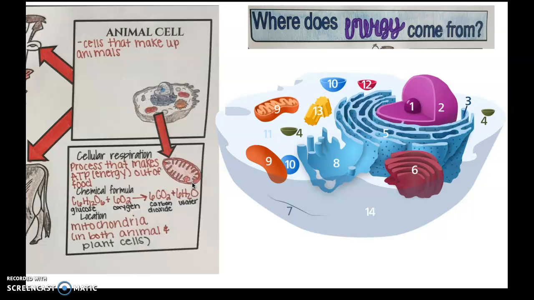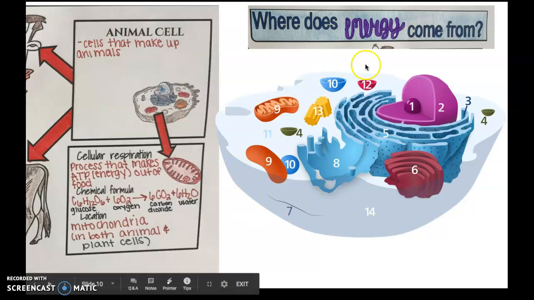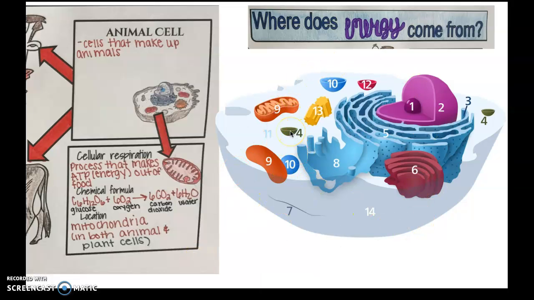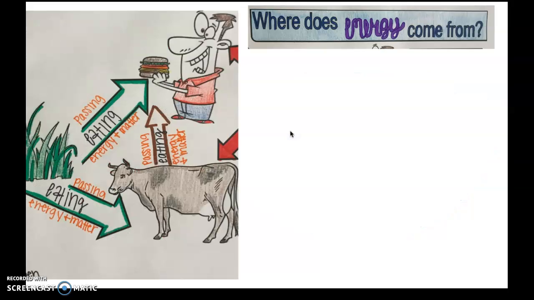Now the chemical formula for cellular respiration is C6H12O6, which you should recognize now as glucose or sugar, plus 6O2 oxygen yields 6CO2 carbon dioxide plus 6H2O water. Location: cellular respiration happens only in the mitochondria in both plant and animal cells. That's important. So while the animal cells do not have any chloroplasts, I don't see any chloroplasts here.